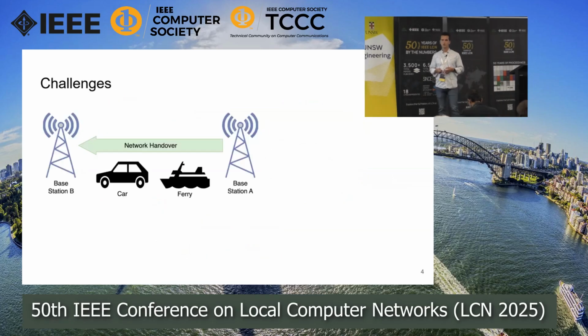And of course, this is easier said than done. Of course, we have some challenges. The first challenge is the network handovers in the network. For example, due to mobility, for example, cars or ferries, when they are moving from one base station to the next one, we have changing signal strength most of the time, or changing band information.